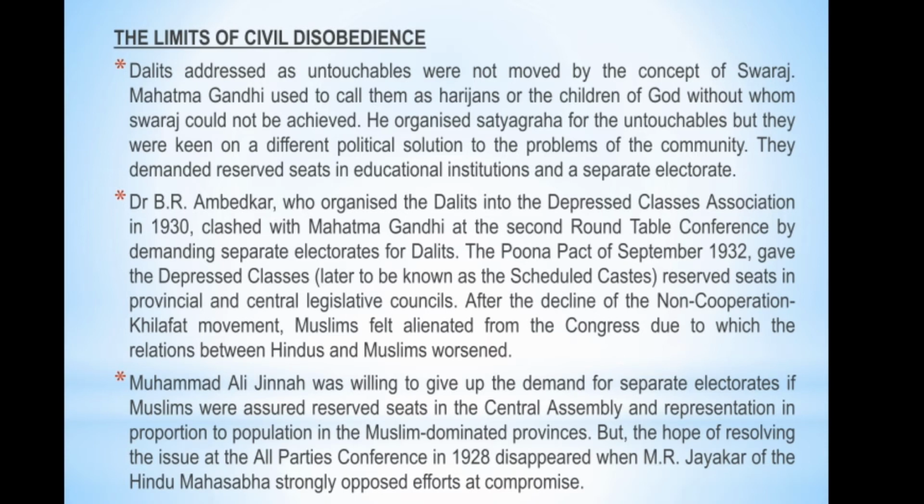After the decline of the Non-Cooperation Khilafat movement, Muslims felt alienated from the Congress, due to which the relations between Hindus and Muslims worsened. Muhammad Ali Jinnah was willing to give up the demand for separate electorates if Muslims were assured reserved seats in the Central Assembly and representation in proportion to population in the Muslim-dominated provinces. But the hope of resolving the issue at the All Parties Conference in 1928 disappeared when M.R. Jayakar of the Hindu Mahasabha strongly opposed the efforts at compromise.